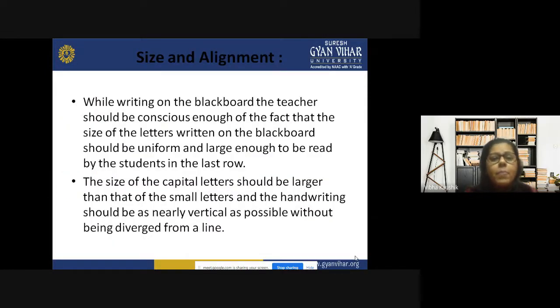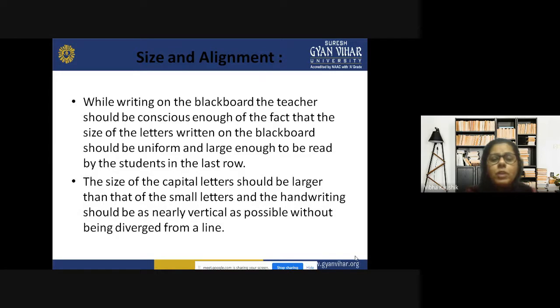Size and alignment. While you are writing on the blackboard, the teacher should be conscious enough of the fact that the size of the letters written on the blackboard should be uniform. There should be uniformity, and the letters should be large enough to be read, not too small, so that a student sitting at the back of the class will be able to read them properly. So there should be uniformity first, and the alphabets should be large enough that they can be easily read by the students in the last row.